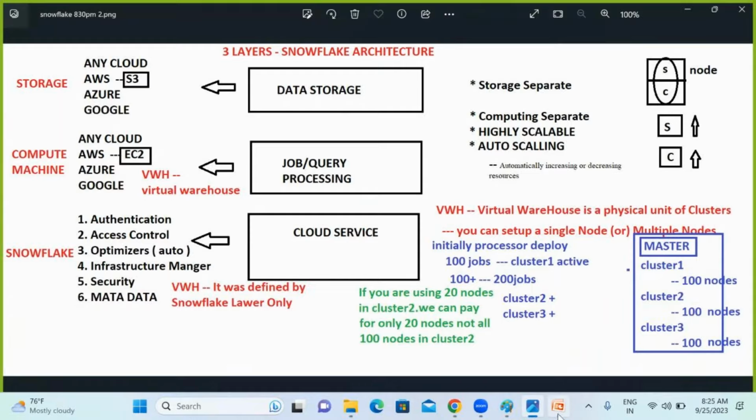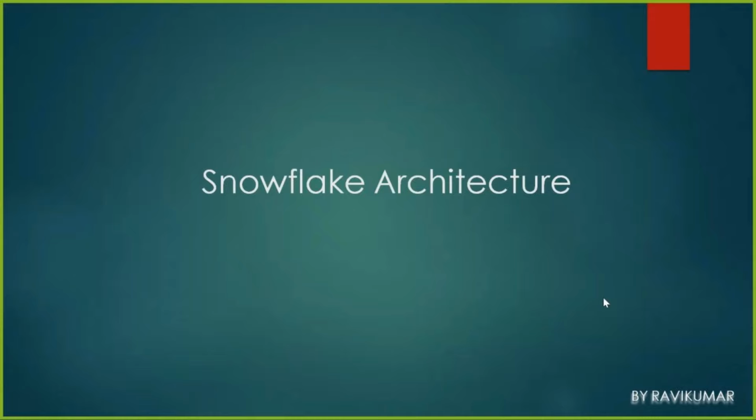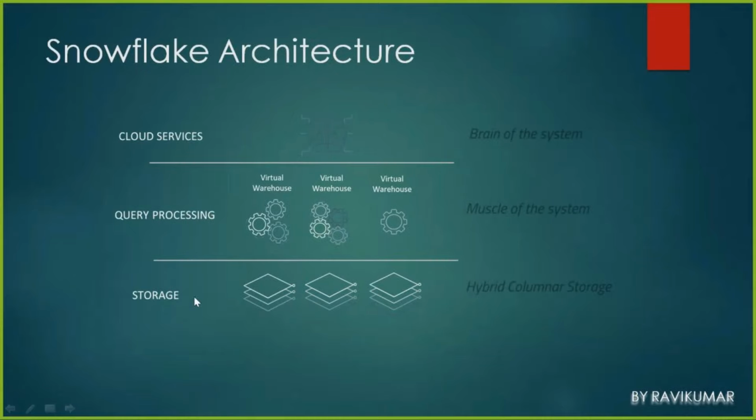Let's see here. Cloud service layer, query processing layer, storage layer. Cloud service layer is a brain of system. So it has a brain. It will use it to identify the things. And also query processing layer is a muscle of system. Like it will process your data in the form of virtual warehouses. Virtual warehouse in the Snowflake is computer machines in the form of clusters.